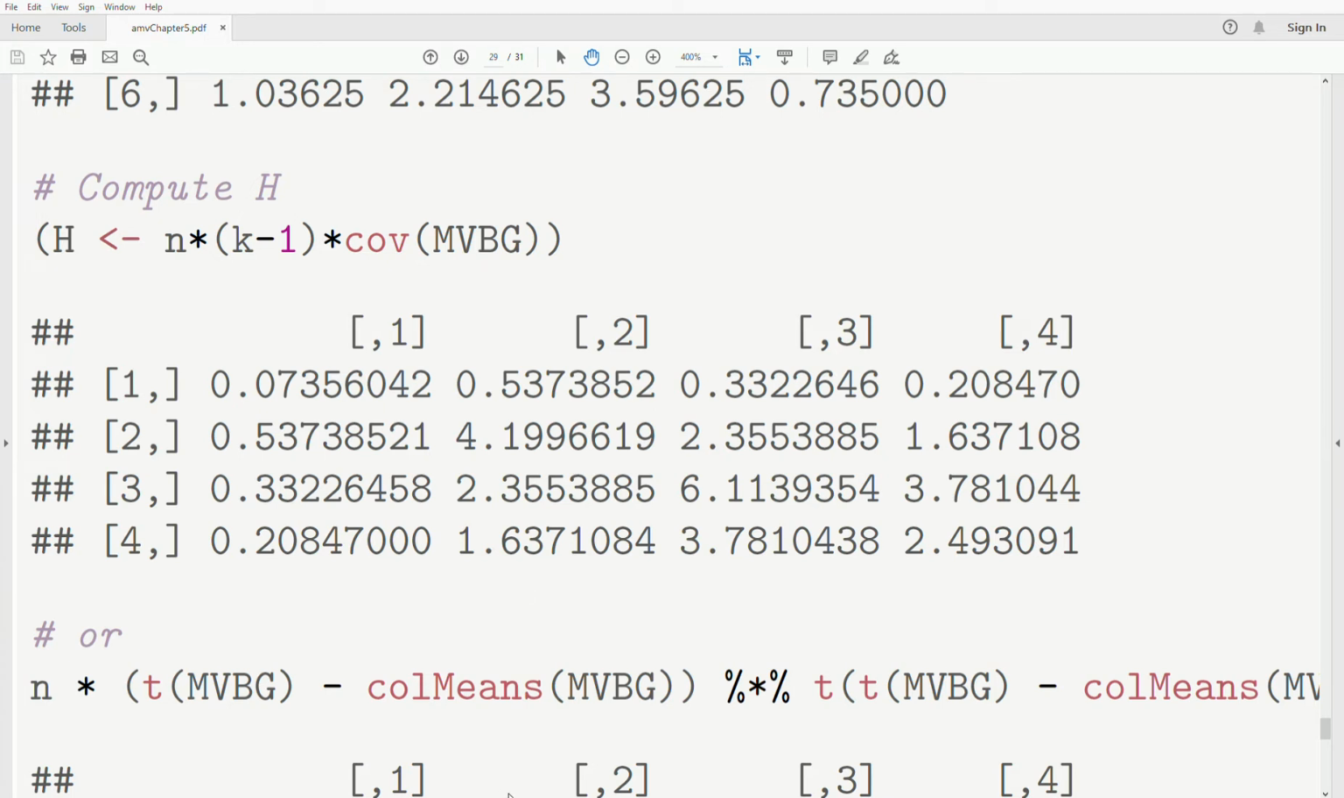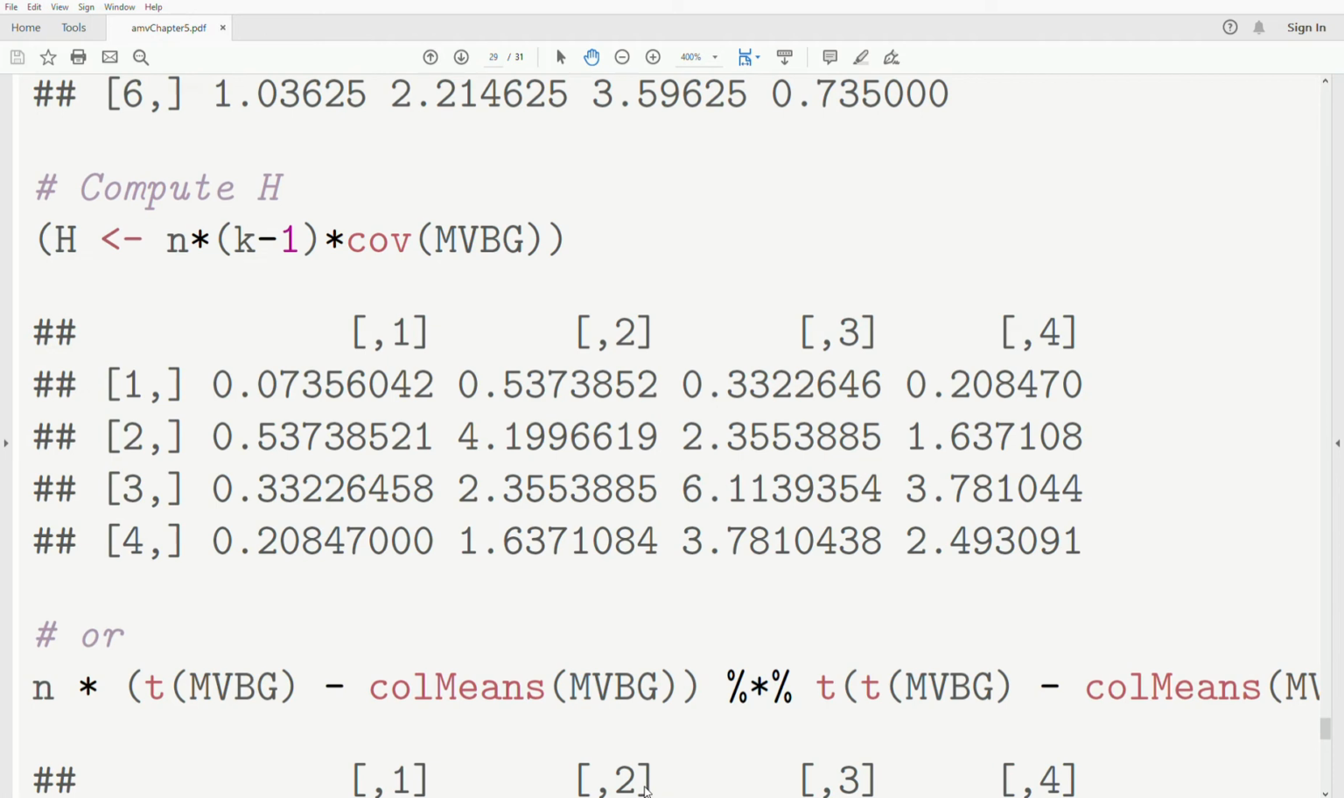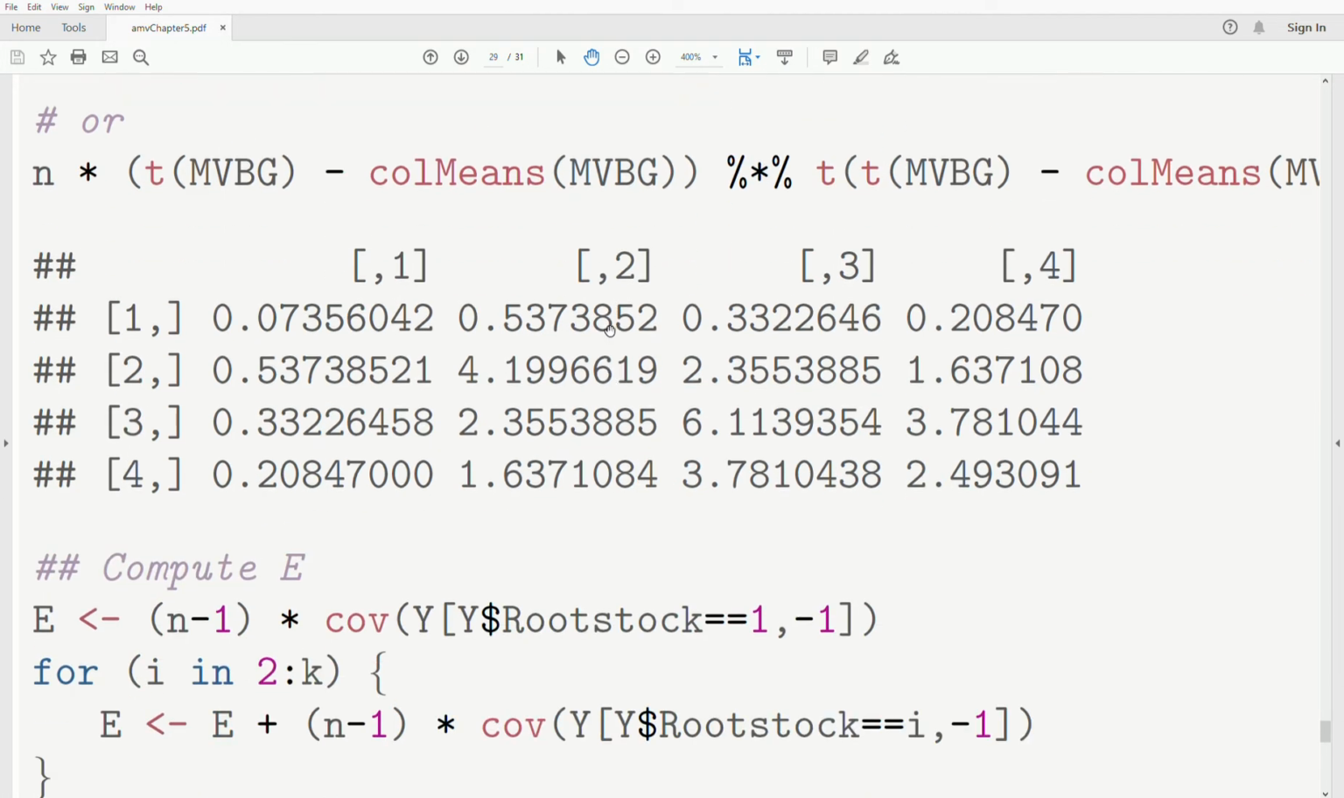Now you can take a more traditional route where you take the means minus the grand mean, and then take the vector product of these two times n, and you get the same matrix. And so this is actually kind of closer to the formulas, but the first way was so much easier.